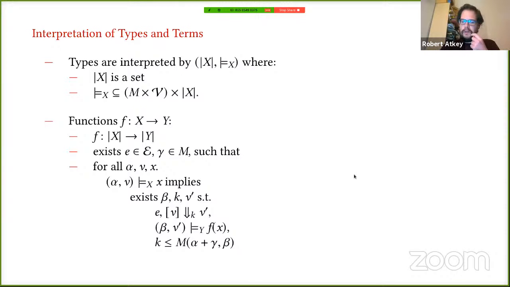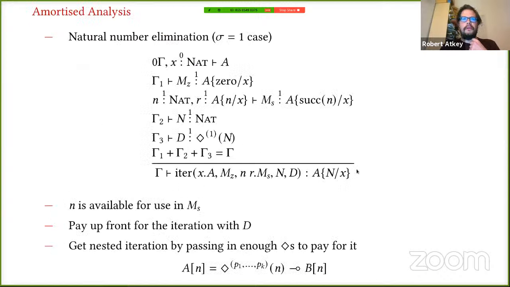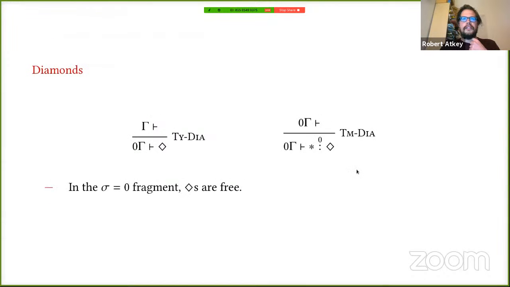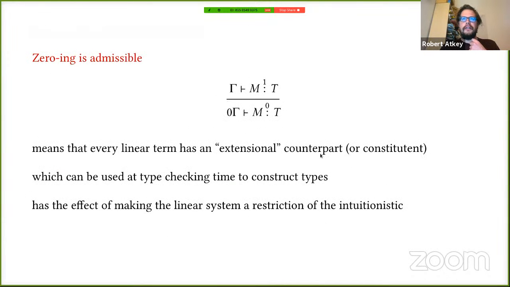Yeah. So the key thing that makes this work is this zeroing aspect here, which means basically, well, it's not quite this, but the zero system is basically just Martin-Löf type theory. So you can have anything you like in there, you can talk about them, and then you can restrict the one fragment as much as you like.